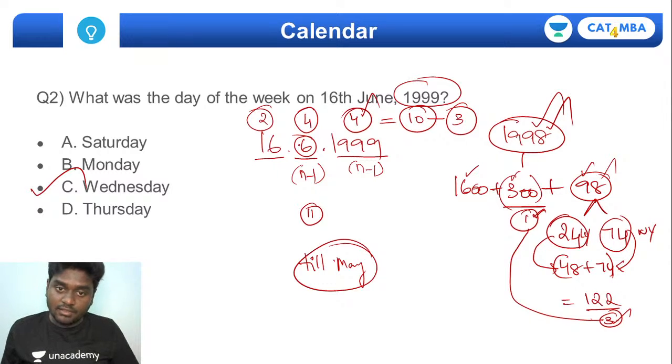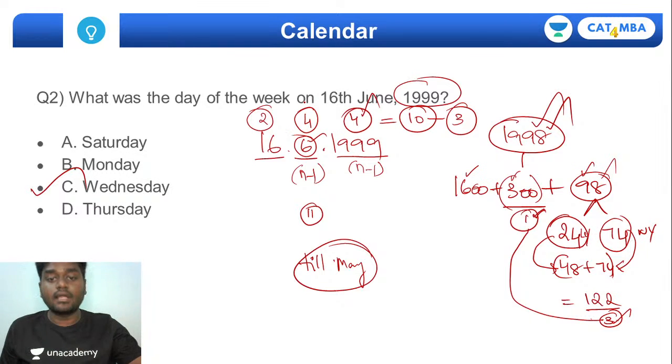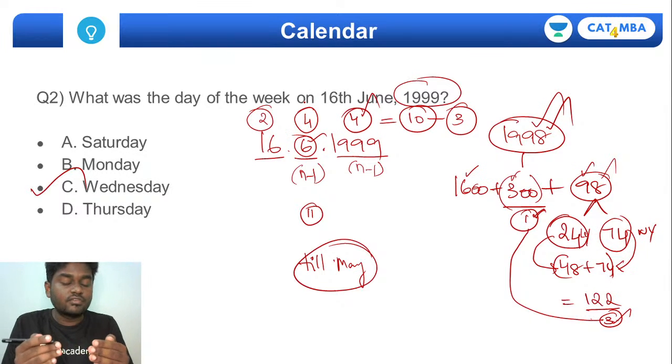If you take the month June, June is not 100% completed. Only the 15th of June is completed. 16th of June is just started. So the June month is also not over. So what you need to do, but you know that the 5th month, that is May month, is 100% over.